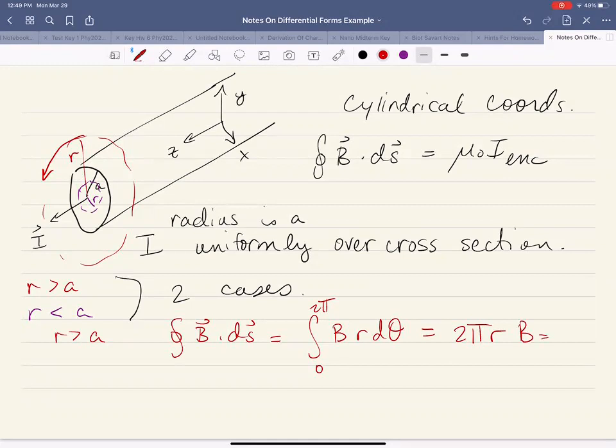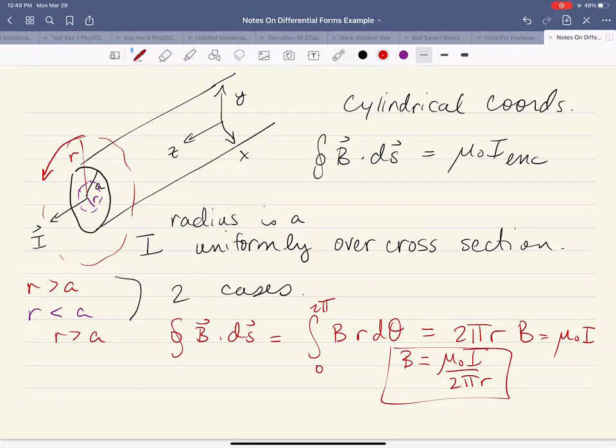Now on the other side, you would say mu naught times I enclosed. The amount of current that's enclosed by that Amperian loop would be all of it, so that's just mu naught I. And so what we end up with for our magnetic field is mu naught I over 2 pi r. That's the magnitude of the magnetic field from a long straight wire.